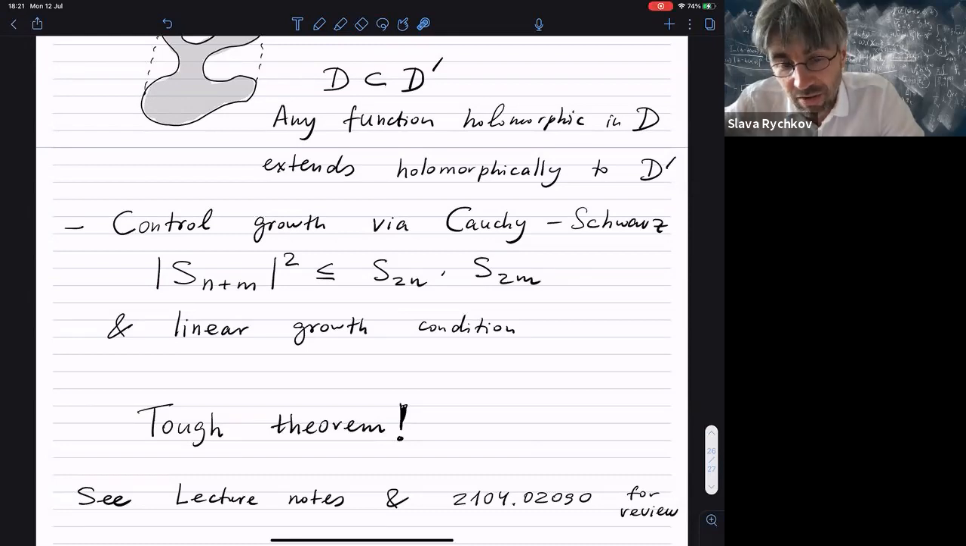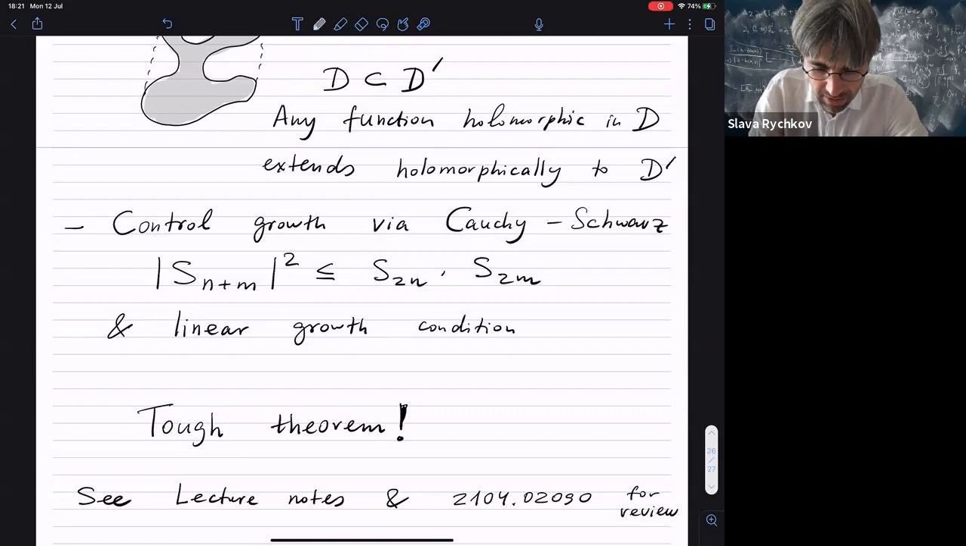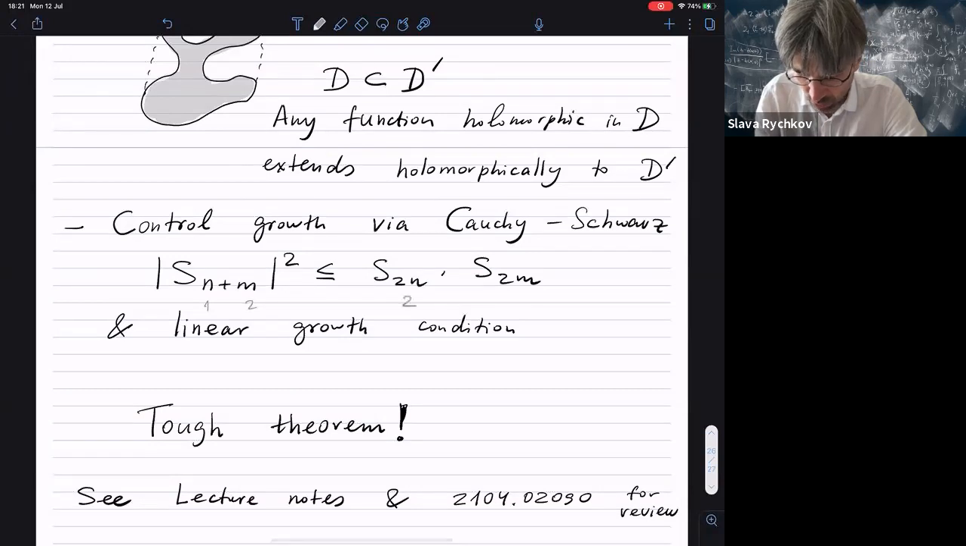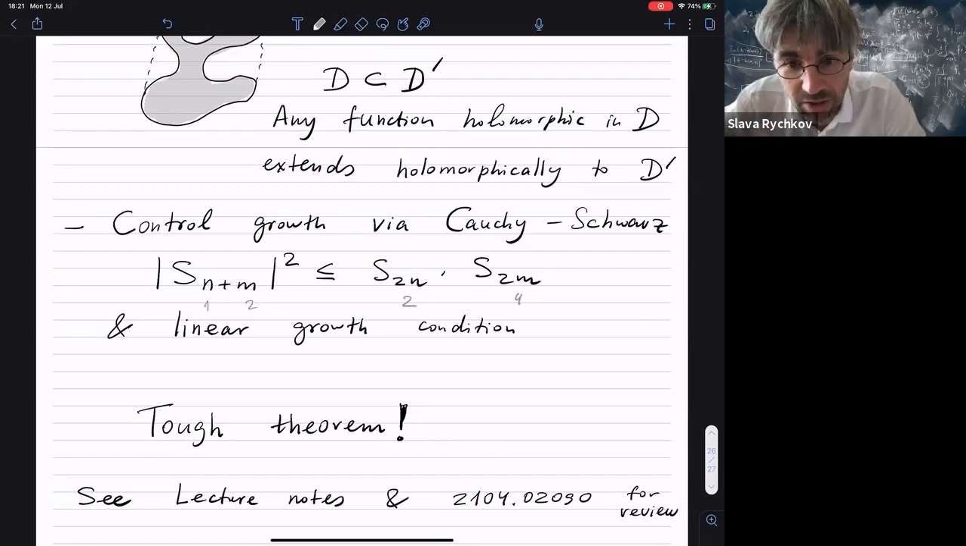And at this point, you have to invoke this linear growth condition. So you see, once you use this Cauchy-Schwarz inequality, for example, you want to bound 3-point functions. So n is 1 and m is 2. But on the right-hand side, you have 2n is 2 and 2m is 4. So you started with a 3-point function on the left-hand side, but on the right-hand side, you already have a 4-point function.